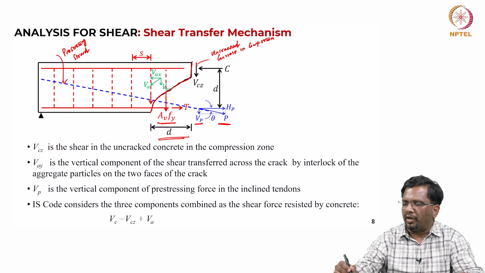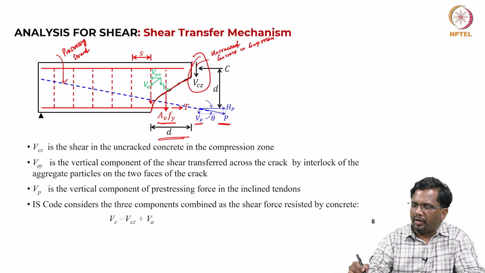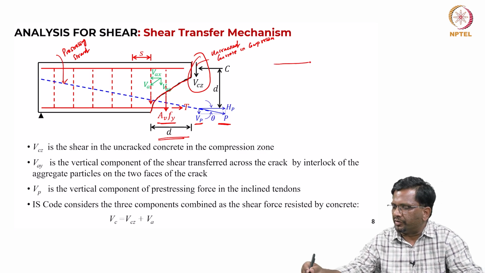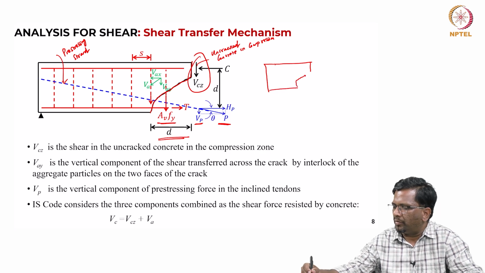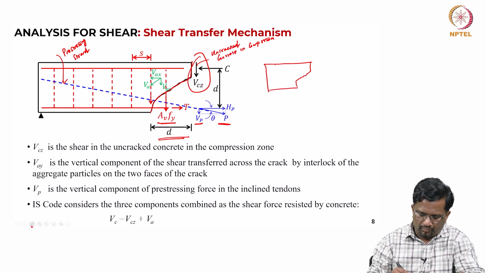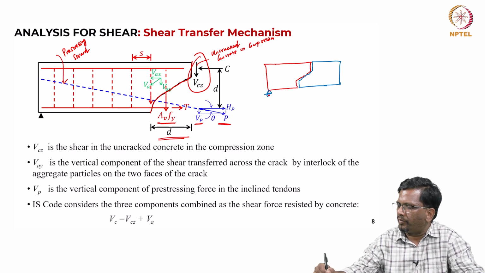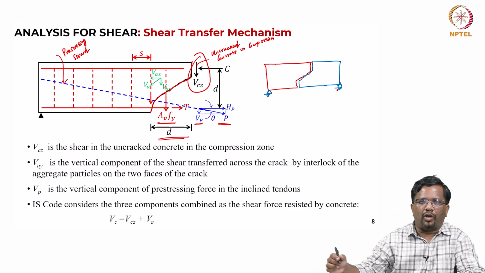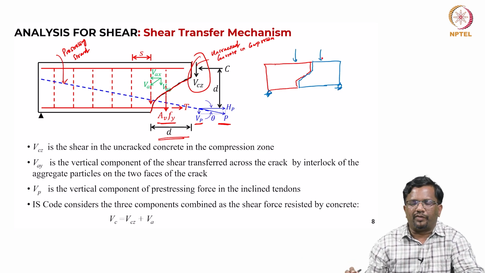What are those? Now, this VCZ, which is your uncracked concrete in compression, and between the cracked elements, if you see here, okay. So, at this interface, if you look at it, when it is, let us say, subjected to loading like this, it is having this kind of a failure.